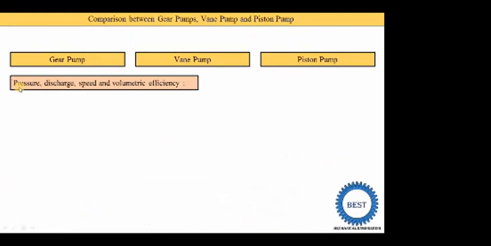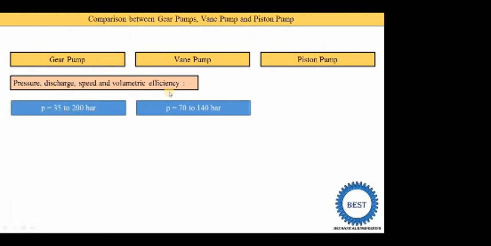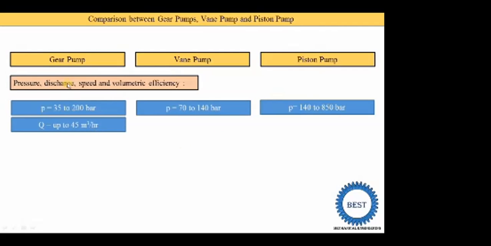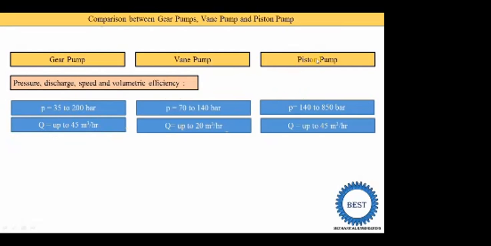Now the third comparison is between the pressure, discharge, speed and volumetric efficiency. Gear pump is generally used for the pressure range of 35 to 200 bar. Vane pump is used for the pressure range of 70 to 140 bar, and the piston pump is used for a pressure of 140 to 850 bar. For discharge, gear pump is used for discharge of up to 45 meter cube per hour. Vane pump is used for discharge up to 20 meter cube per hour. Piston pump is used up to 45 meter cube per hour.